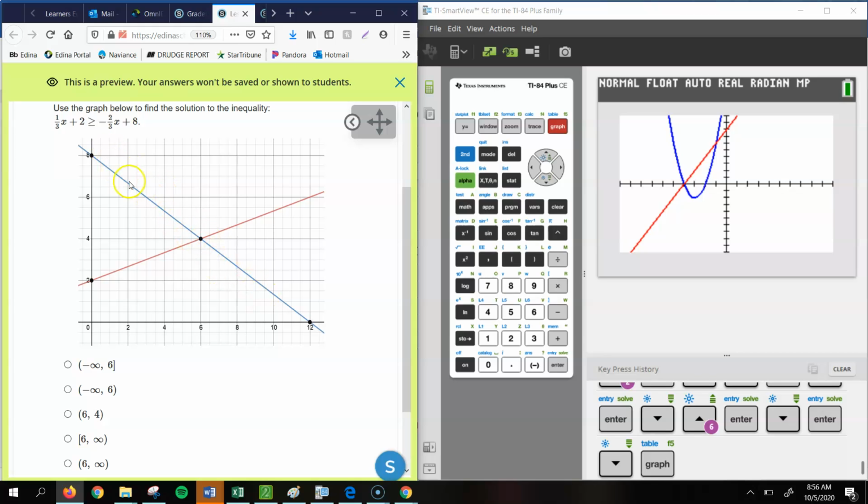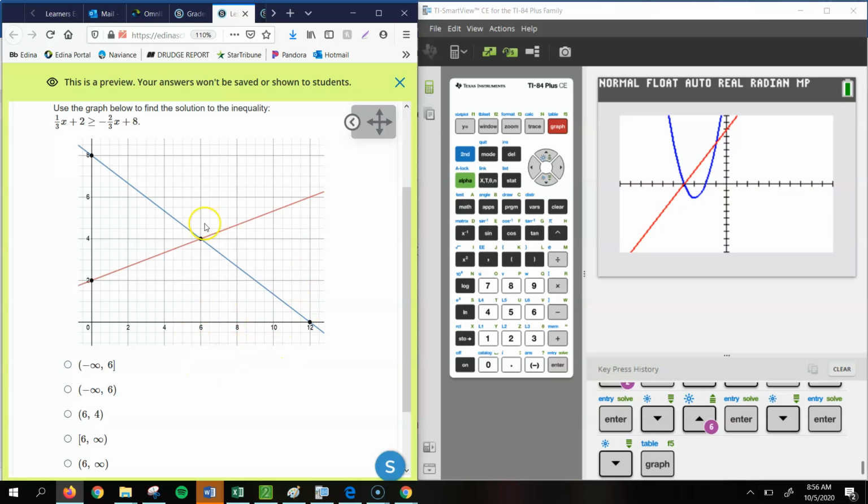So we're trying to figure out when is the red line going to be bigger than the blue line. Again, looking at the values for y, the red line is above the blue line in this section. And this section starts when x is 6, and it continues to when x is infinity. So from where x is 6 going on to infinity is where that solution would be.